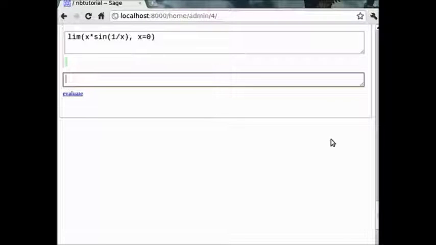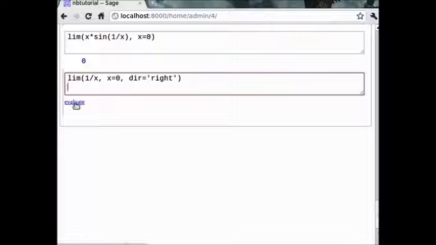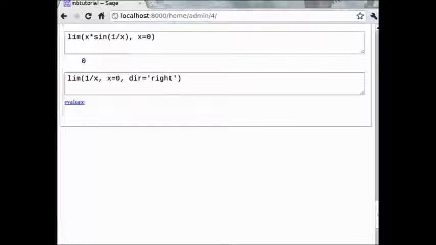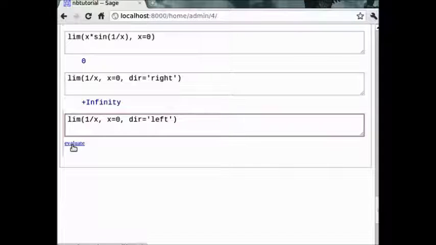It is also possible to find the limit at a point from one direction. For example, let us find the limit of 1/x at x = 0 when approaching from a positive side. lim(1/x, x = 0, dir = 'right'). To find the limit from the negative side, we say lim(1/x, x = 0, dir = 'left').